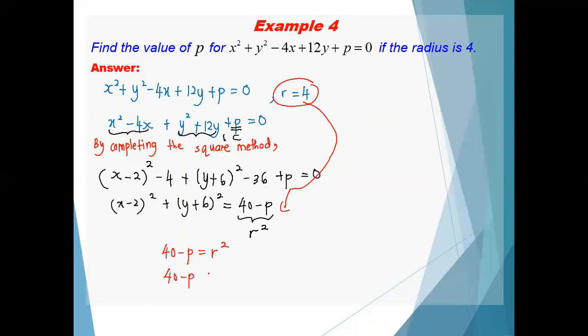40 minus p, okay, is equal to, okay, r dia adalah 4. So dia ada square, right? So 40 minus p is equal to 4 square is 16. So 40 minus 16 is equal to p. So therefore p is equal to 24. Thank you.